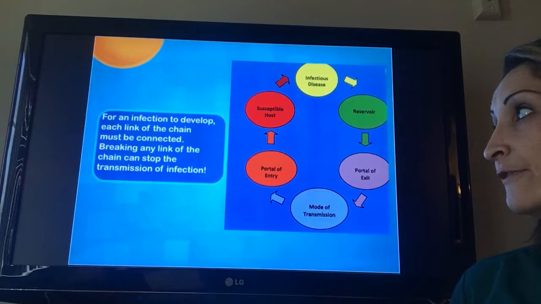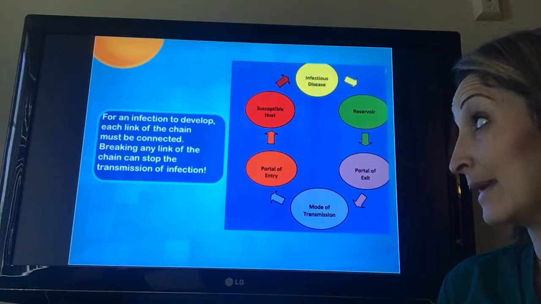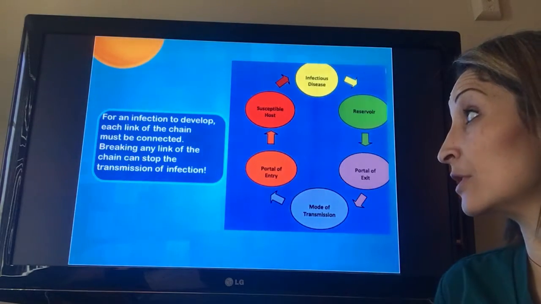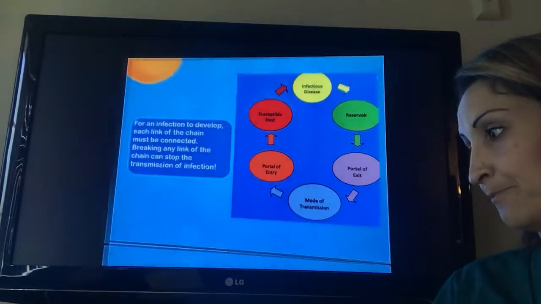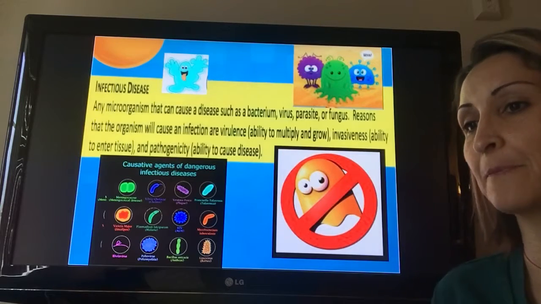For an infection to develop, each link of the chain must be connected. Breaking any link of the chain can stop the transmission of the infection. And that's how we get rid of those organisms.